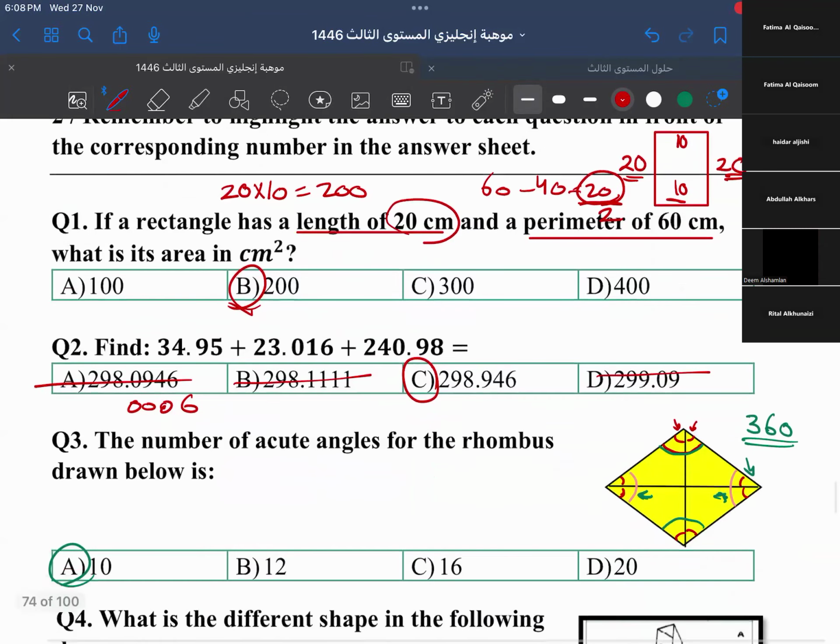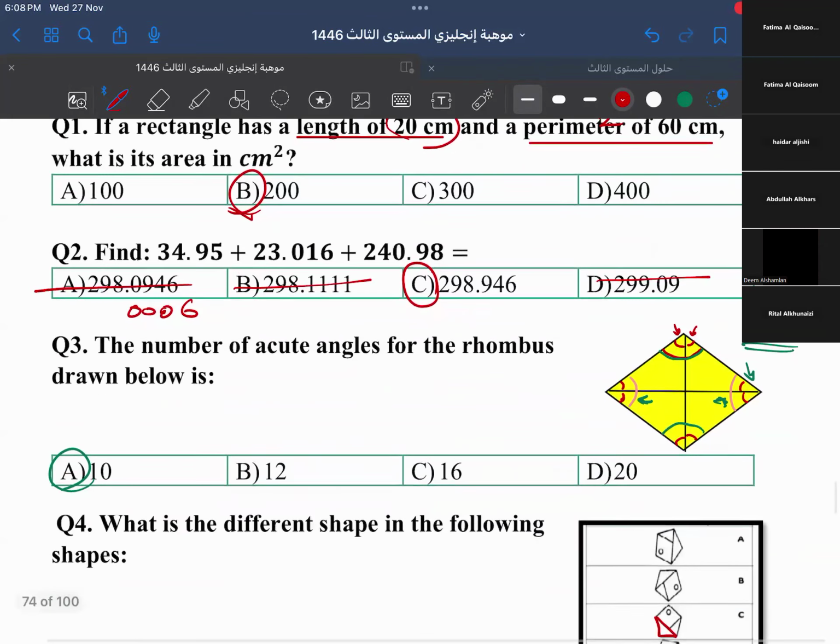And for the next question, the question asks us to find the total of these numbers. So when I try to align them together, I'm going to see that if I add the first digit here, it's going to be 0 plus 6 plus 0. So the only number that ends with 6 is C. So C is going to be the right answer.